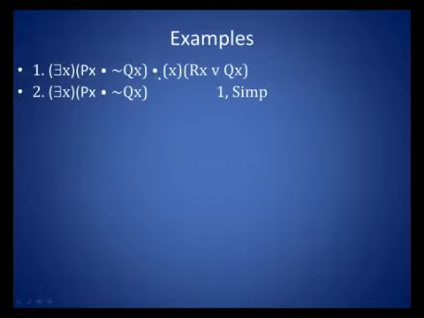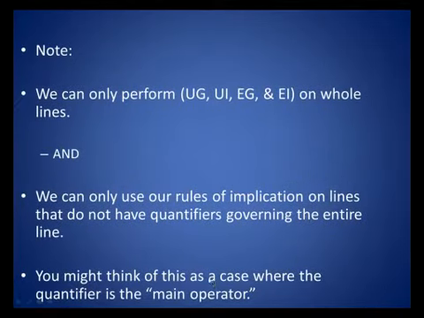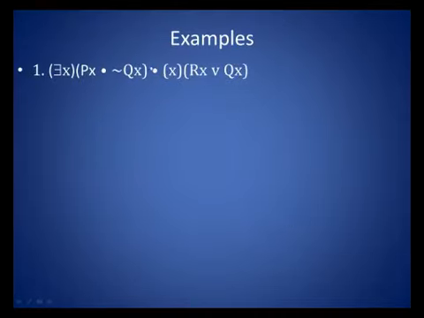Now I want to make this clear. Remember, I am not allowed to use my rules of implication on lines where the quantifier governs the entire line. But notice the quantifier does not govern the entire line. This quantifier governs this. This quantifier governs this. But the main operator is the dot. So again, as I mentioned before, you might think of it as a case where the quantifier is the main operator. It is the only time we're not allowed to use our rules of implication. So if we look at this, the main operator is the dot.